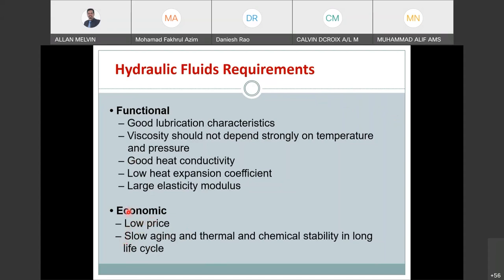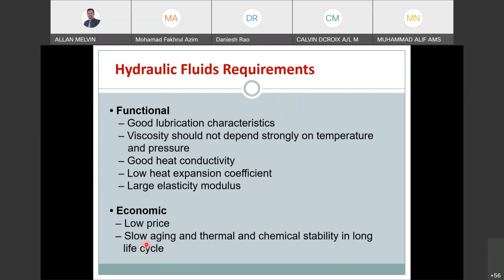In the economic factor, slow aging and thermal and chemical stability in a long life cycle. Apart from low price, make sure whatever you are purchasing has slow aging, meaning you need not do frequent maintenance and it can be used for some time. Certain oil you change because it's only 100 ringgit, but you need to do maintenance every 2 months. Over 1 year you need to do 6 maintenances, paying 100 each, so 600 for 1 year.